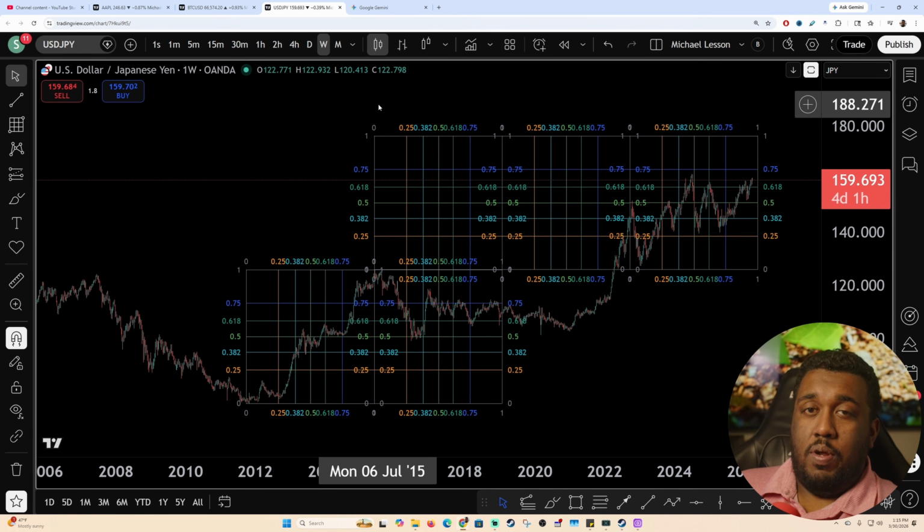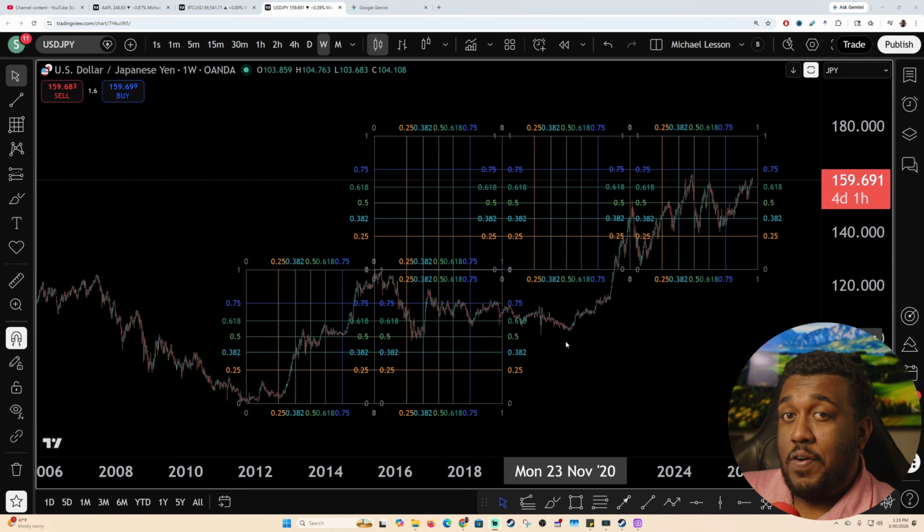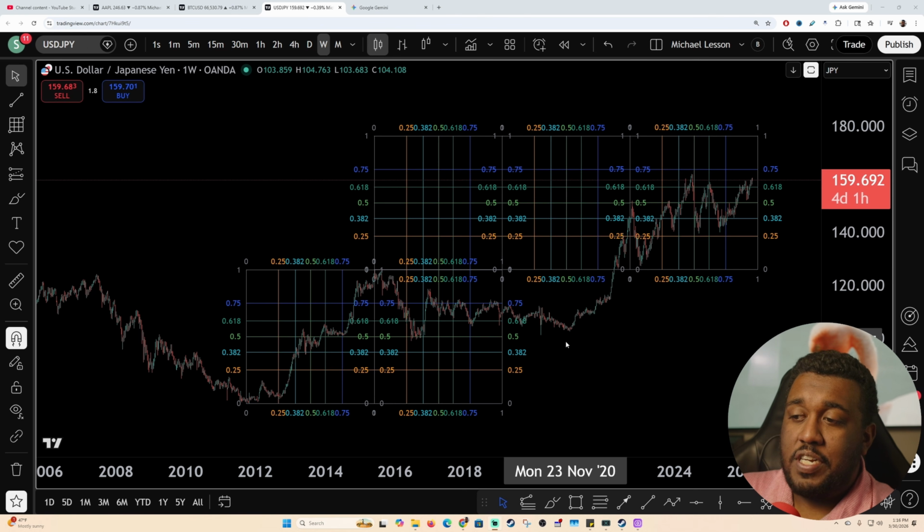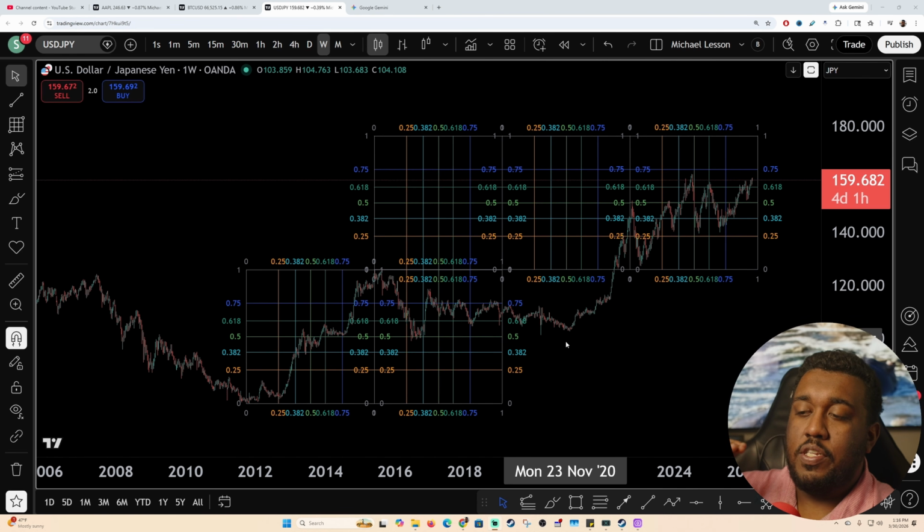Now, we move on to the Japanese yen. Finally, we are at the Japanese yen to the US dollar, or I should say the US dollar to the Japanese yen. And you can see the price has been going higher and higher and higher. And people sometimes don't know how to actually use the Gann Box for forecasting when the price is going higher.